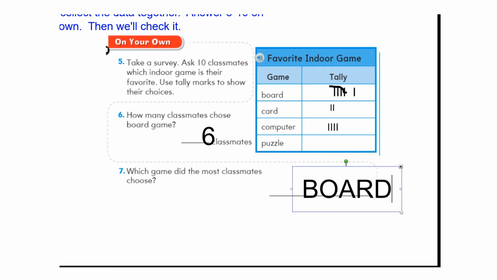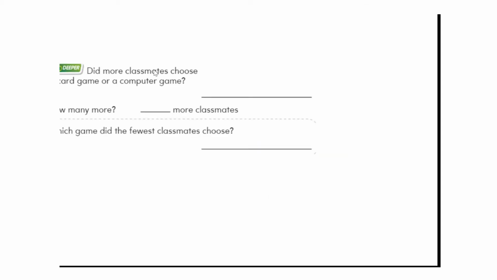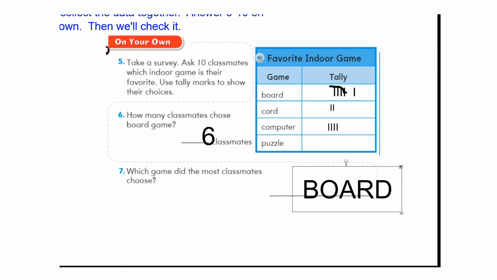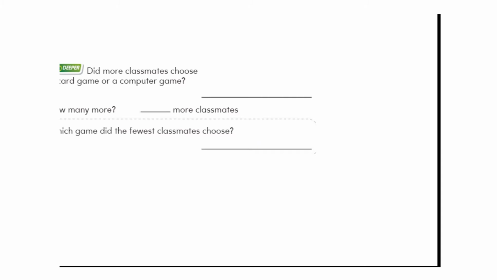My next question is, did more people choose board games or computer games? So we have 6 and we have 4. Did more classmates choose a card game or a computer game? Sorry, I asked the wrong question. Card game or computer game? So more people chose computer. How many more people chose computer? Well, we have 2 and we have 4, so 2 more people chose computer games.